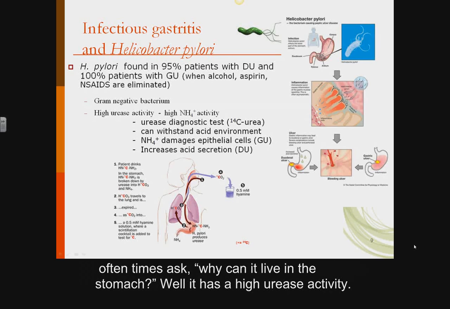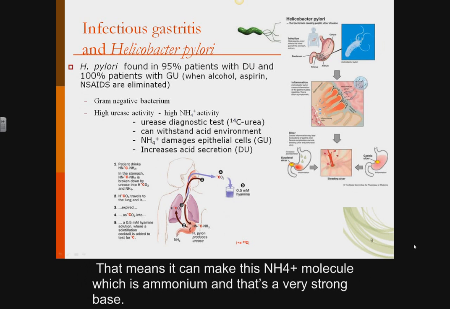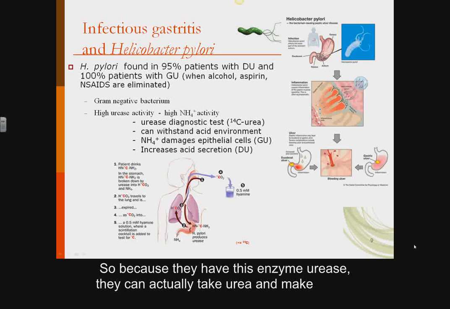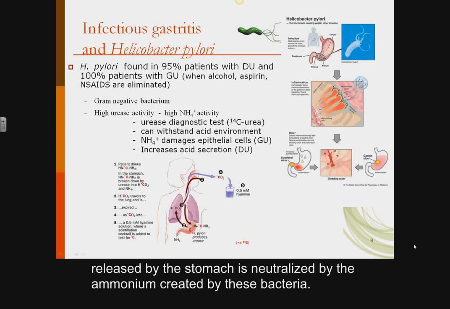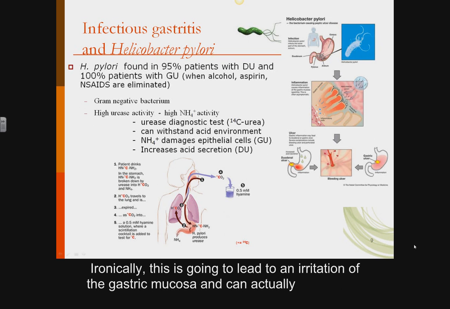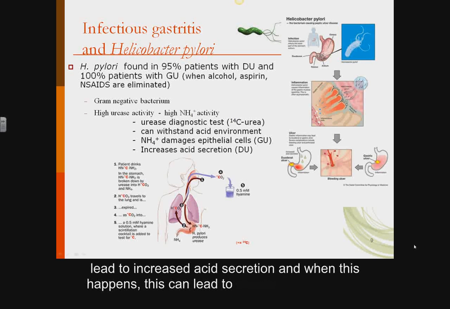So it's a gram-negative bacterium, and students oftentimes ask, why can it live in the stomach? Well, it has a high urease activity, and that means it can make ammonium, which is a very, very strong base. So because of this enzyme, urease, they can actually take urea and make ammonium with it, this NH4+. They surround themselves with this base, and the acid released by the stomach is neutralized by the ammonium created by the bacteria. Ironically, this is going to lead to an irritation of the gastric mucosa and can actually lead to increased acid secretion, which can lead to ulcers.